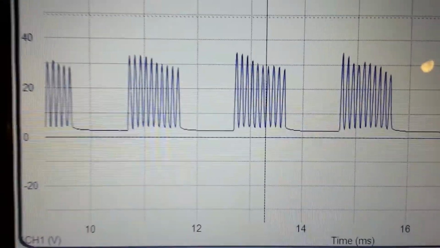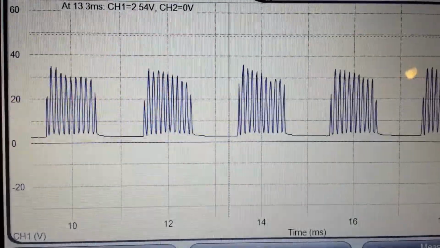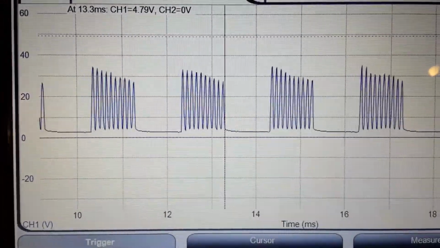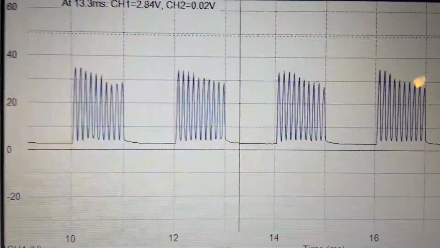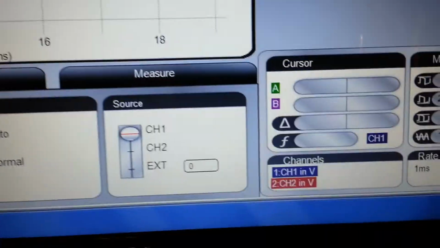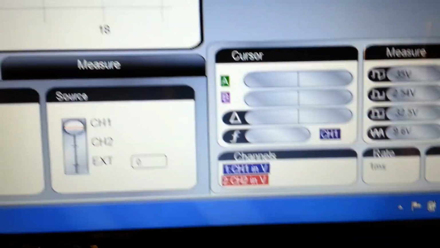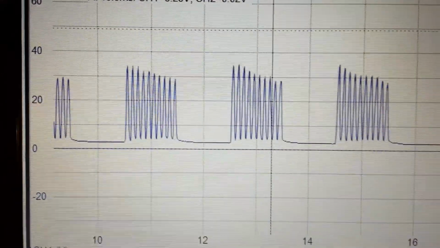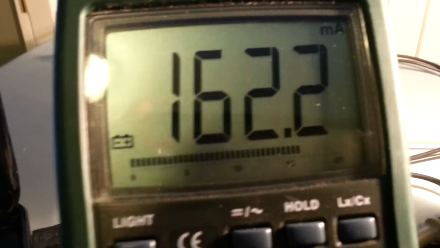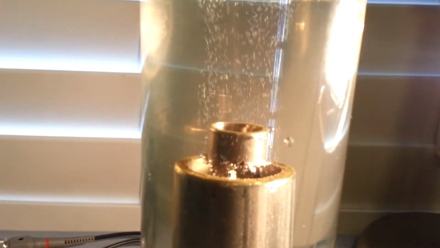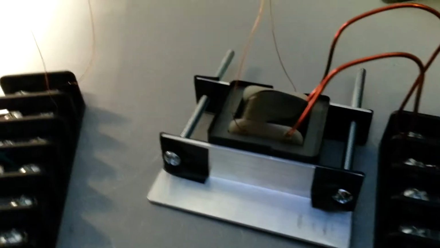Okay, now you can see what happens when the chokes are removed from the circuit. No step charging occurs, but what's interesting is we're getting much higher peaks in the capacitor. Peaks here are about 36 volts, but there's no step charging. Also note that our secondary circuit is pulling a lot more current to the cell, 162 milliamps. The gas production is increased. Notice the chokes are not connected, only the pulse transformer.